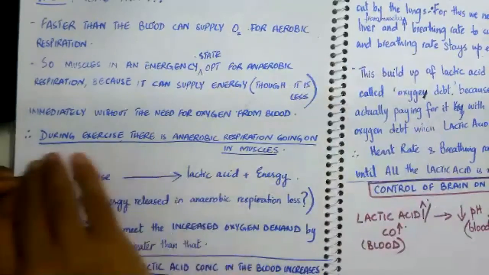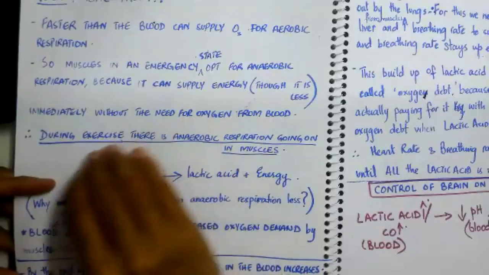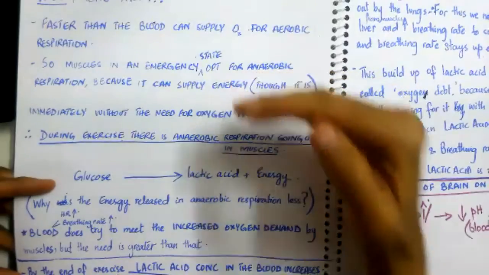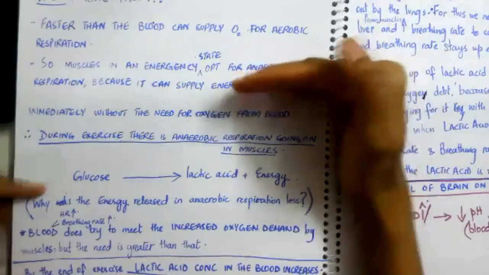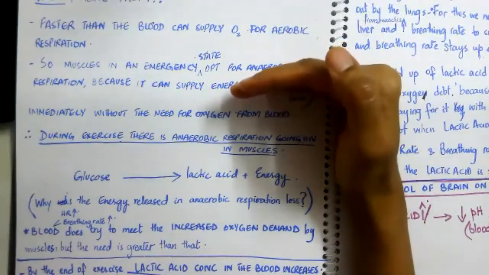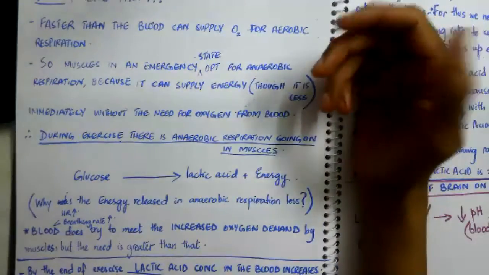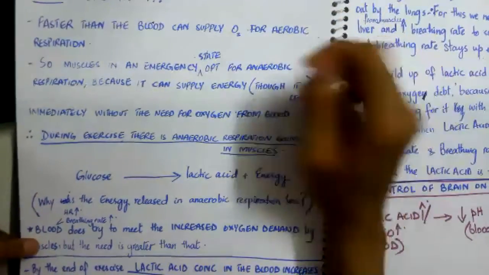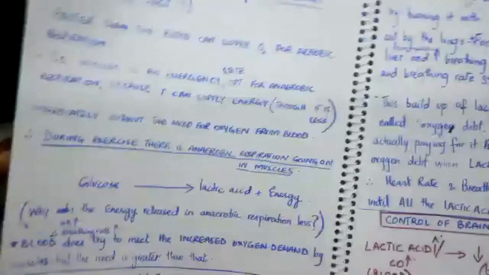So for the initial period of exercise, the heart rate would increase, the respiratory rate would increase, but it has a limit. The heart rate can increase to a certain limit, and the respiratory rate also can increase to a certain limit, but we want more. When we are exercising, the muscles keep asking for more energy, and that additional energy is provided for an emergency state. The energy is provided by anaerobic respiration.